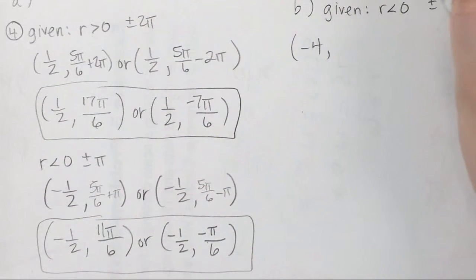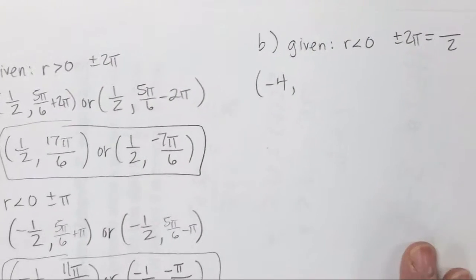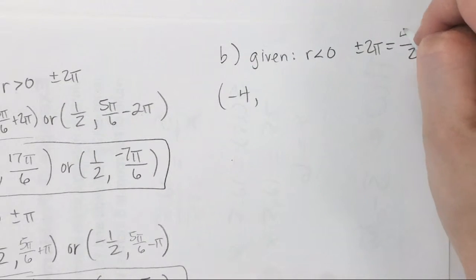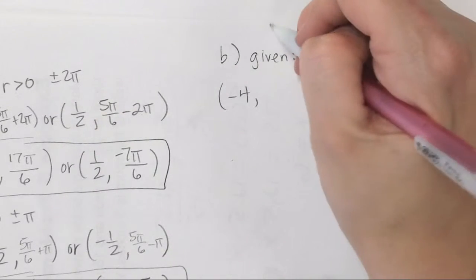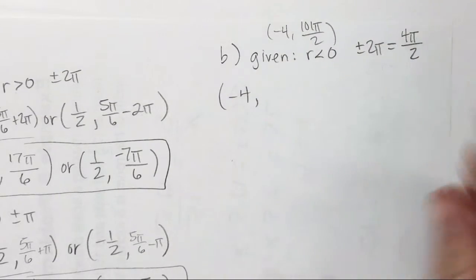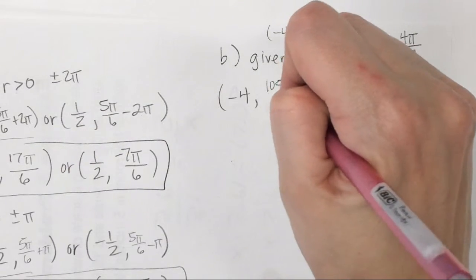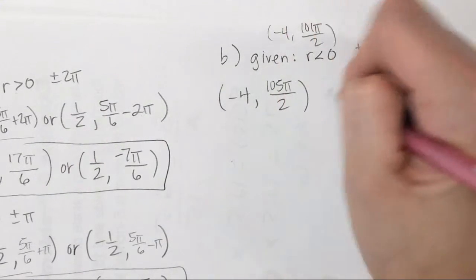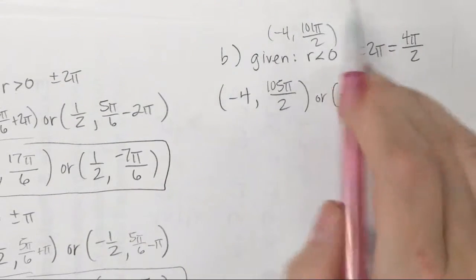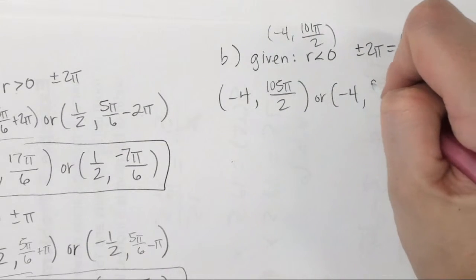So I'm going to add or subtract 2 pi. Think about what this is going to be over 2. If I'm adding and subtracting 2 pi, it'll be what over 2? Yeah. Okay, so our point is -4, 101 pi over 2. So if I add 4 pi over 2, what do I get? Yeah, 105 pi over 2. Or I can subtract. So if I do 101 pi minus 4 pi, what do I get?